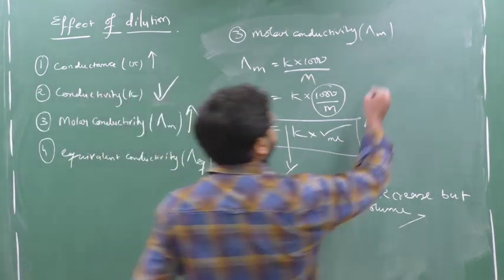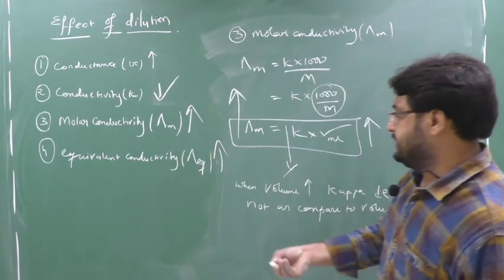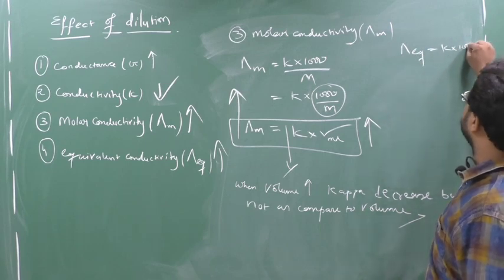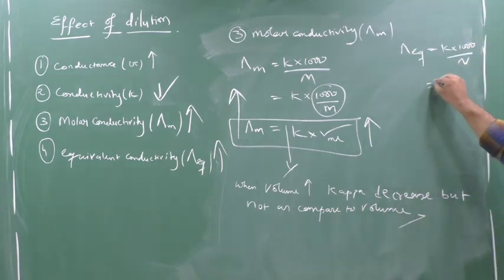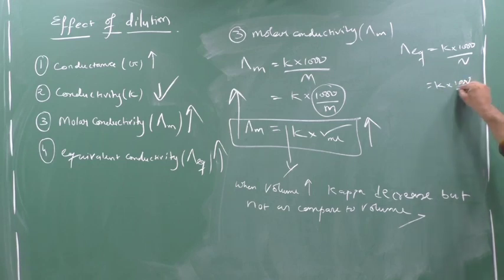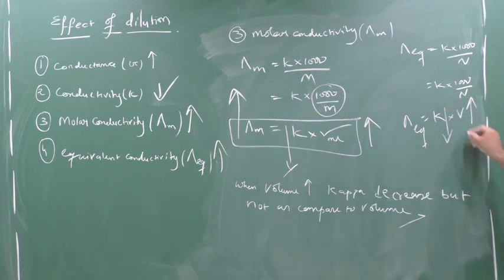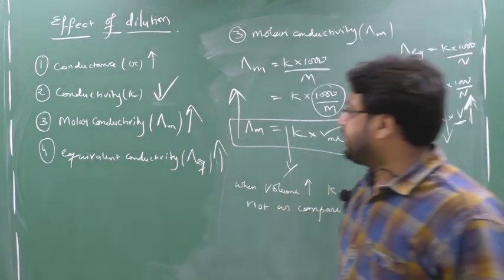Similarly for lambda EQ, lambda EQ also increases. Here same I will say, lambda EQ equal to k into 1000 upon N, and 1000 upon N is also nothing but volume in liters or volume. Yes or no? Here also for lambda EQ, volume increases, kappa decreases, but the effect of volume is more, and the effect of volume is increasing. So lambda EQ also increases.